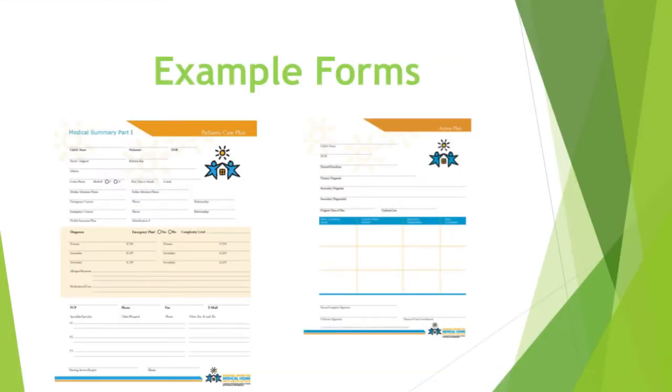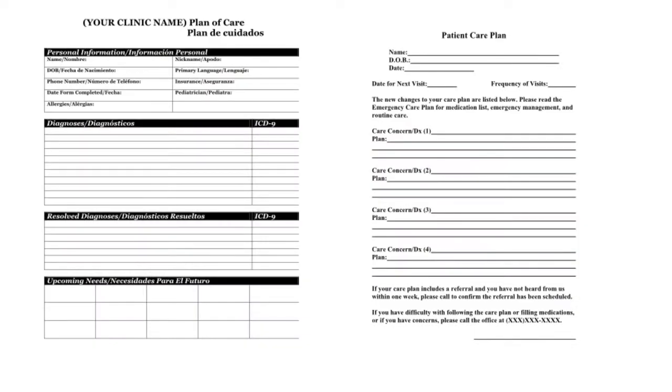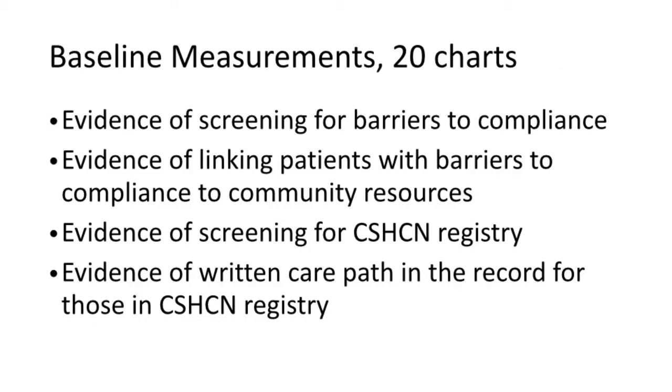So lots of example forms that we've got. This is the first part of the medical summary right here that is on the AAP website, the AAP action plan. These are several of the ones that I've used in the past. Your patient care plan, this is just really easy to say, okay, problem number 1, we're doing this. Problem number 2, we're doing that. You can feel free to change that how you like.